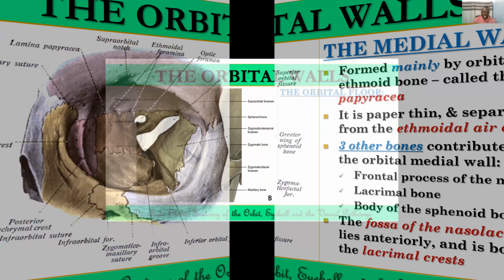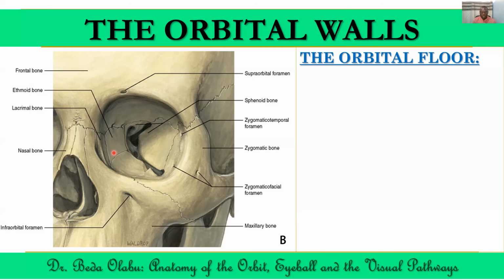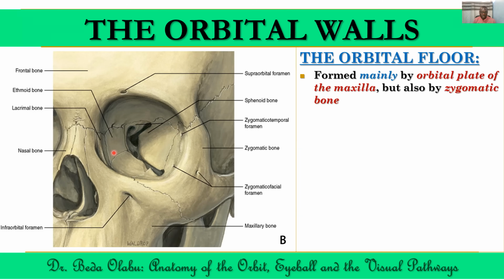So those are the medial bones in the medial wall. We can now look at the bones on the floor of the orbit. The floor of the orbit is this one. The floor of the orbit is formed mainly by the orbital plate of the maxilla bone, which is the one pointed here. However, anteriorly and perhaps anterolaterally, the floor is also formed by the zygomatic bone, that particular region there.